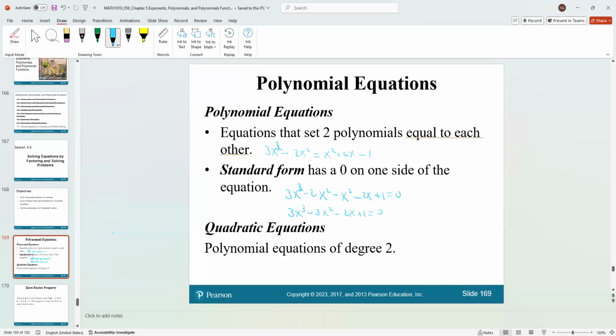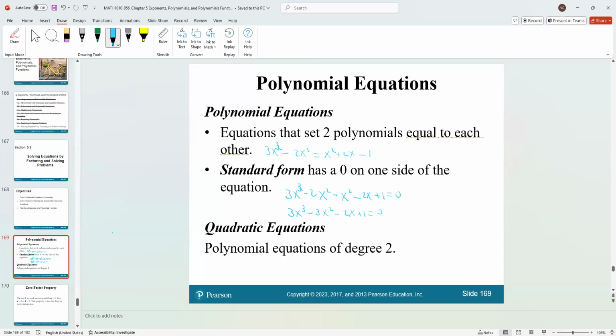When the equation is in standard form, either the right or the left side is equal to 0. A polynomial equation is in standard form if one side of the equation is equal to 0. The degree of a simplified polynomial equation in standard form is the same as the highest degree of any of its terms.